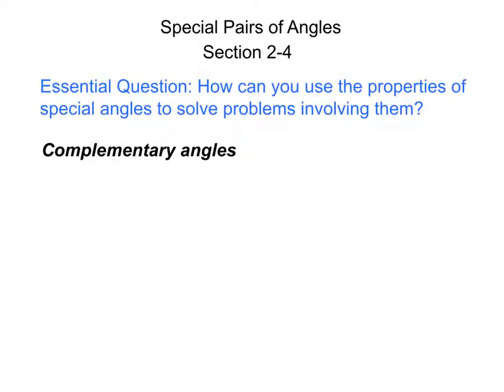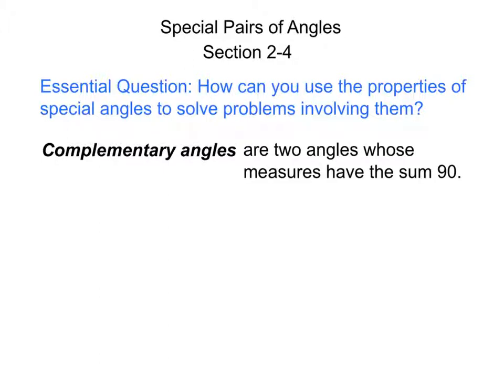The first of these special angles are complementary angles. Complementary angles are simply two angles whose measures have the sum 90. These two angles are often referred to as the complements of each other.